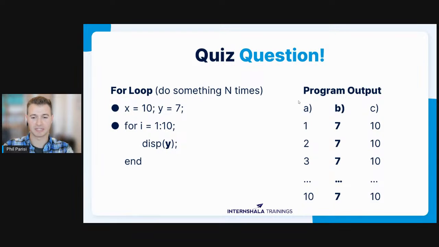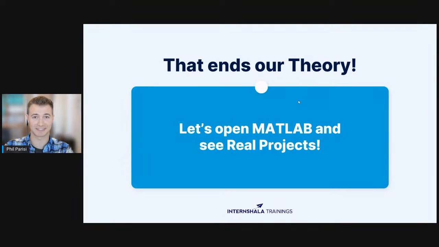Again, the answer was B for the first quiz question. And then when we added that y plus I, the answer was going to be C for this question. Great job. A lot of you answered those correctly. Okay, that ends our basic theory we're going to cover today. Of course, if you want a lot more, there's tons of content in the Internshala training for Matlab. But now we're going to head in and look at 4 different example scripts and projects that hopefully inspire you guys.